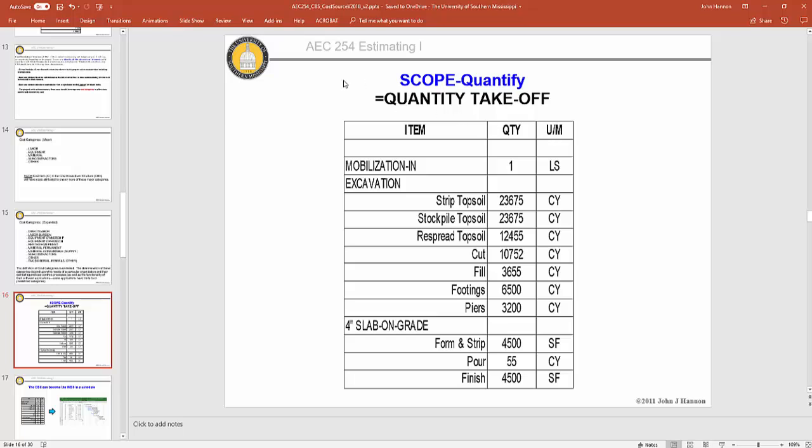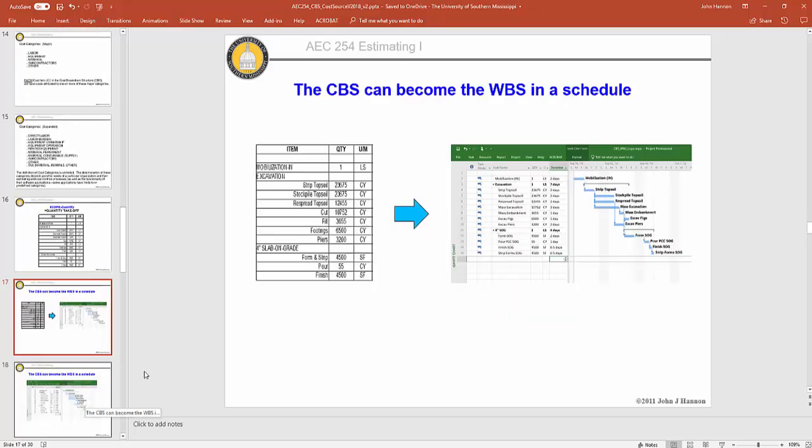And what is good about the method that I'm going to show you here regarding putting an estimate together is that this cost breakdown structure can be used over and over throughout the life cycle of the project. So for instance, you can use this same breakdown structure in a schedule. Sometimes when we put it in a schedule, we call it a work breakdown structure because typically all of the items in the schedule are activities.